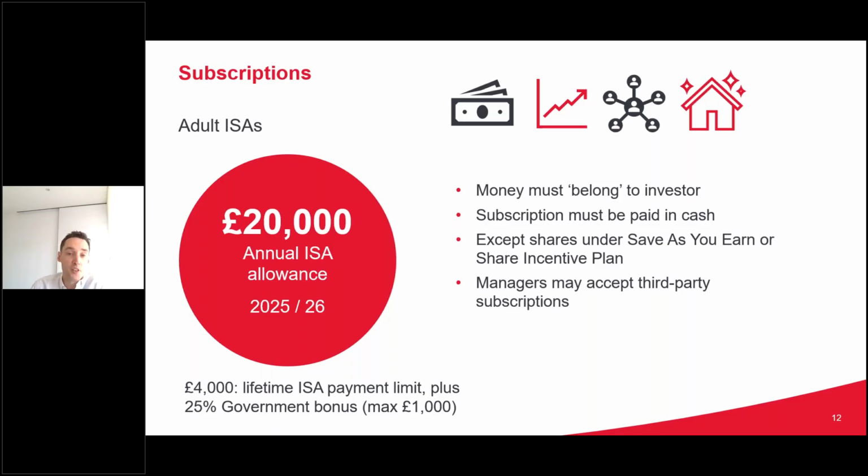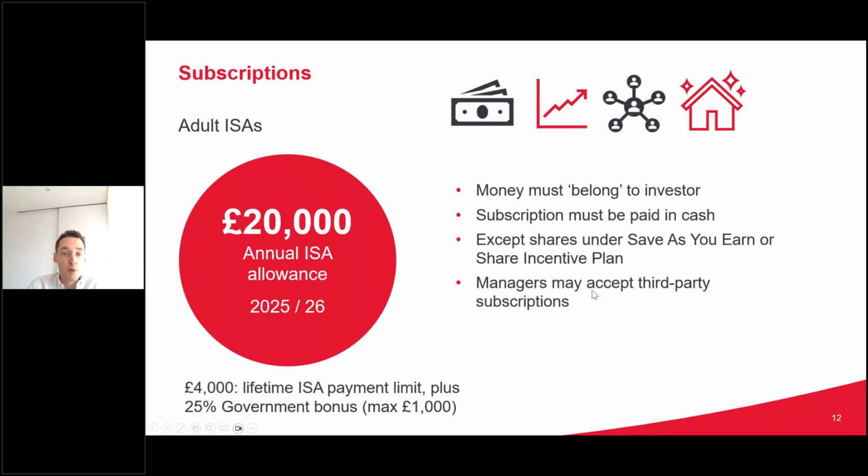The only exception to that is if you've got a save as you earn scheme or a share incentive plan that's set up by your employer. When those plans mature, you can actually transfer those amounts into an ISA environment, and that will be classed as a subscription. So it will be limited to the individual's available ISA allowance, but that is one way of putting investments directly into an ISA environment.